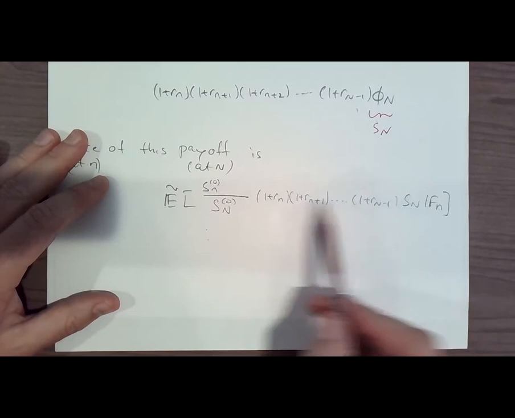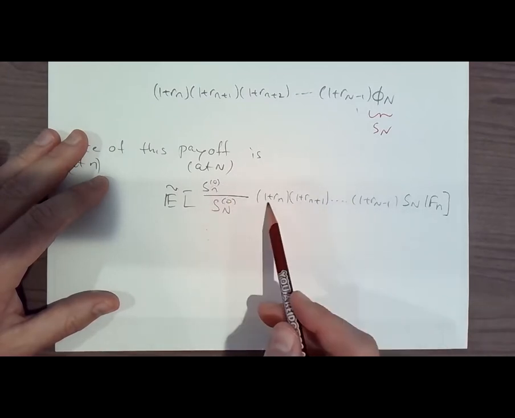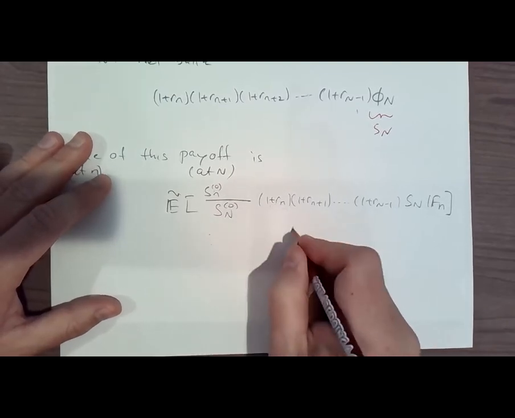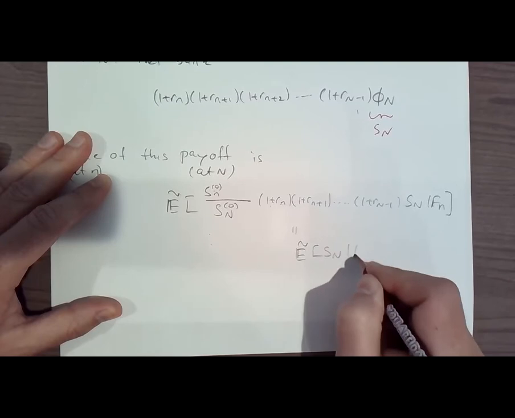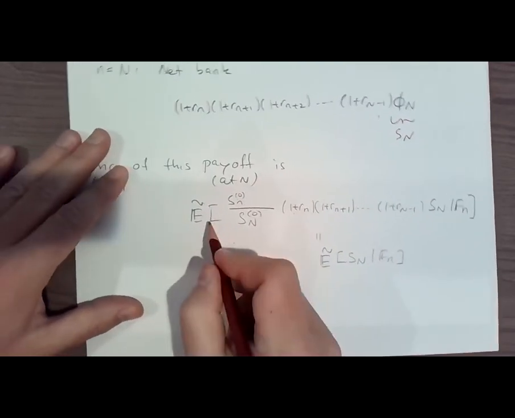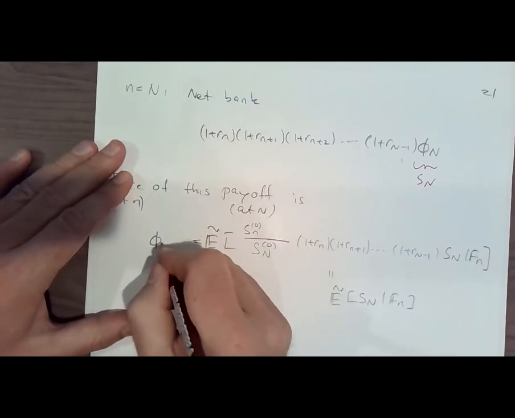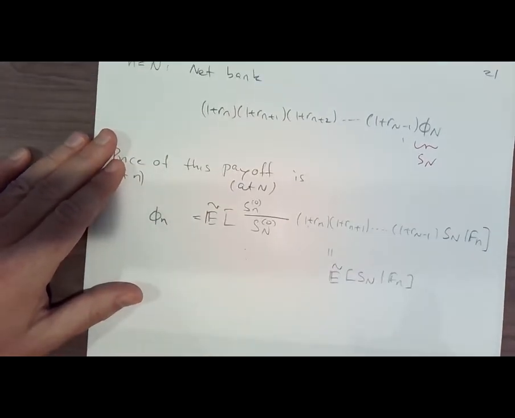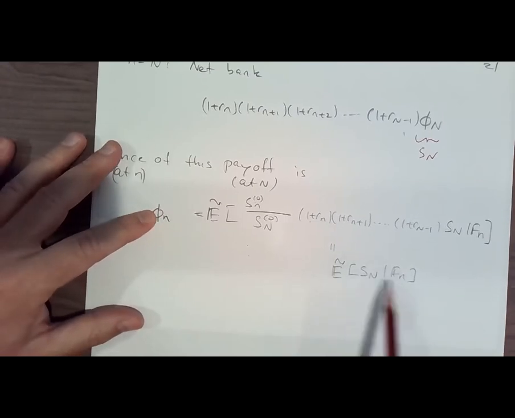You can see that ratio we have Sn over S capital N. This is exactly these interest rates here. So this expectation here is nothing else than the expectation of Sn given Fn. Right, and what is the price? Well, what did it cost to enter? This was phi n. So this is our new formula: phi n, the futures price, is given as a conditional expectation.